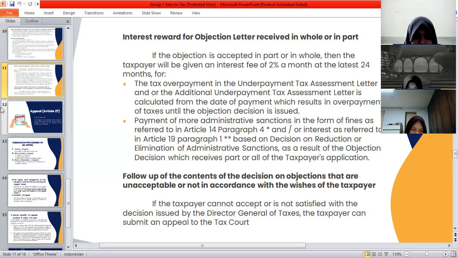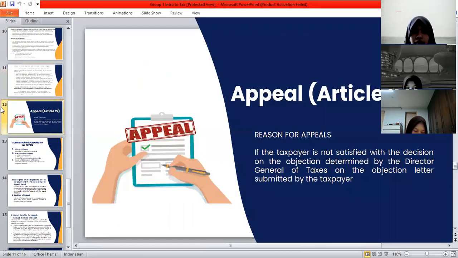And last, follow up of the contents of the decision on objection that are unacceptable or not in accordance with the wishes of the taxpayer. If the taxpayer cannot accept or is not satisfied with the decisions issued by the Directorate General of Taxation, the taxpayer can submit an appeal to the tax courts. For the next material will be explained by Nuha Nabilah. For Nuha Nabilah, time is yours.